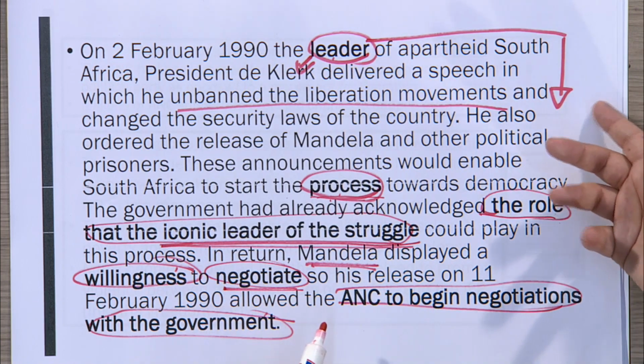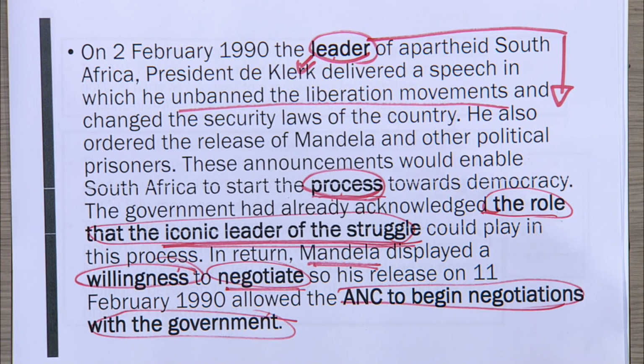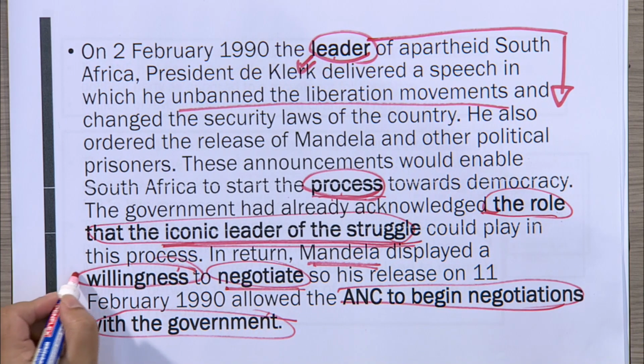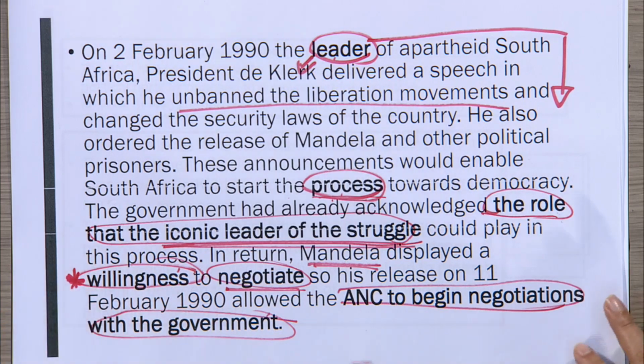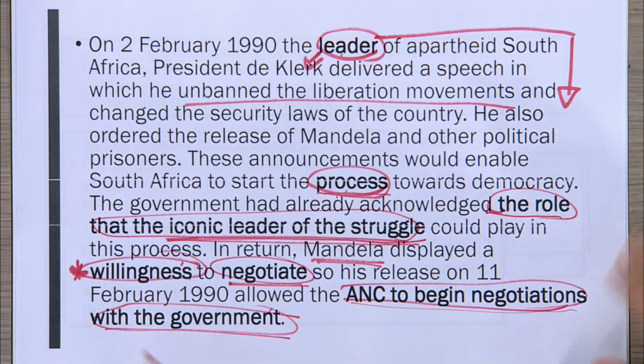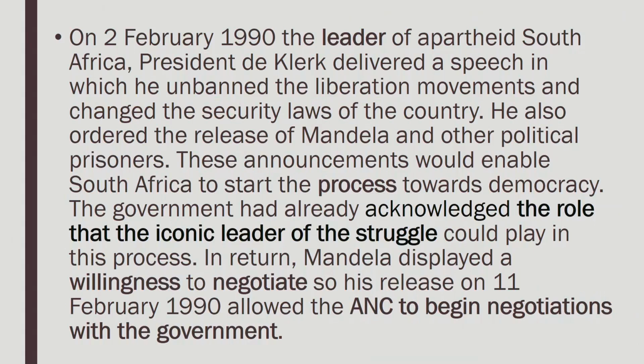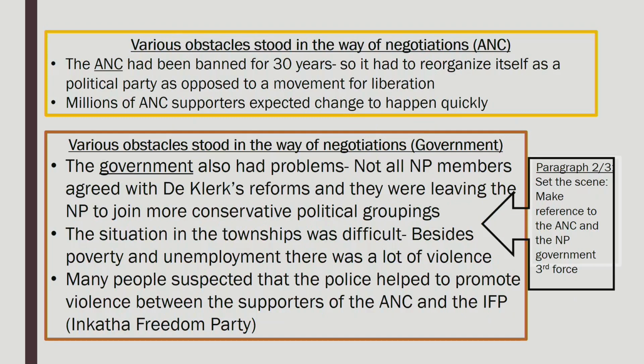De Klerk understood that Mandela had an important role to play. Mandela goes on to show that he is a great leader as well, because he understands that he also has this role to play and he is willing to play that role. Then I start to link further into what I'm going to speak about in future paragraphs by saying that the willingness and the release of Nelson Mandela will allow the ANC and the government to begin negotiations. Already within that first paragraph, I'm starting to draw in clear links and ties into the content that must be covered in the essay. Let's move on to what needs to appear in paragraph 2 and 3.